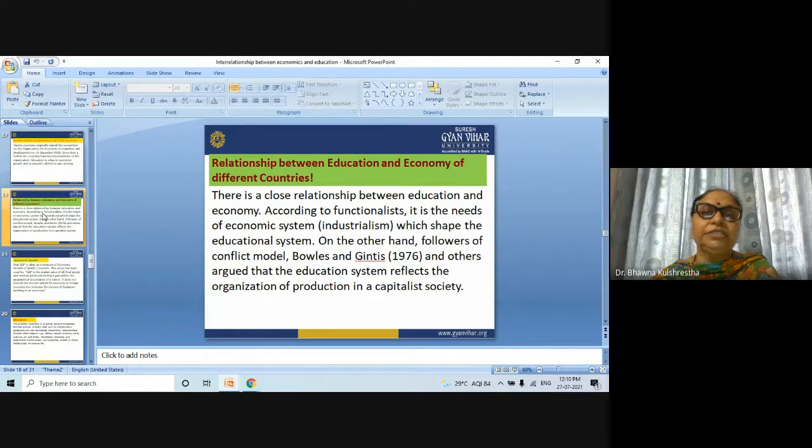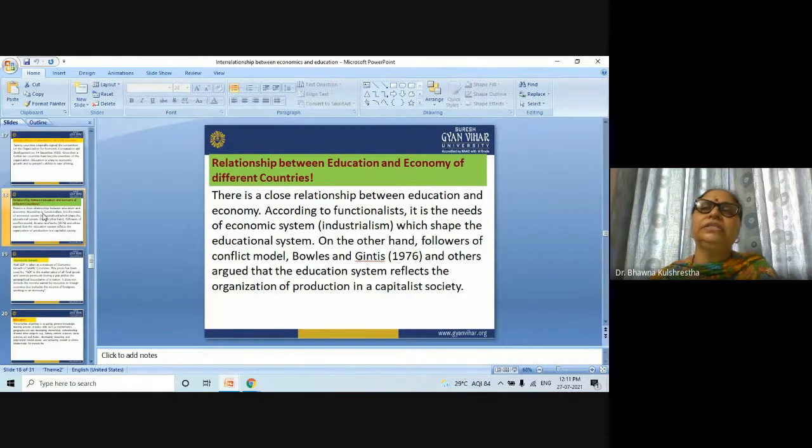In this relation, there is a correspondence between the nature of work and the nature of schooling. Capitalist societies are characterized by persistent inequality and by relationships of subordination and domination between social classes.